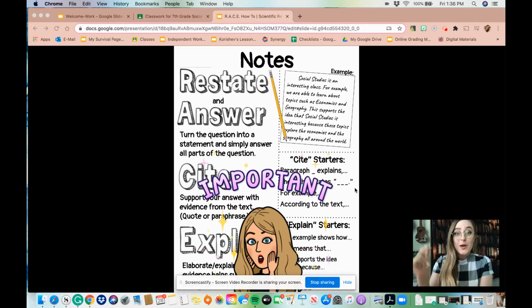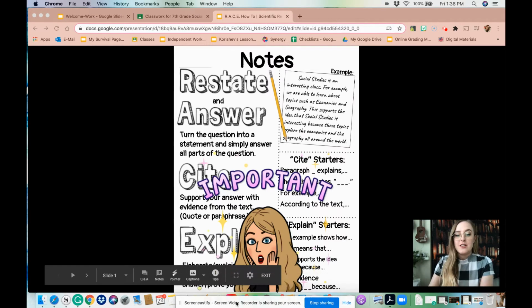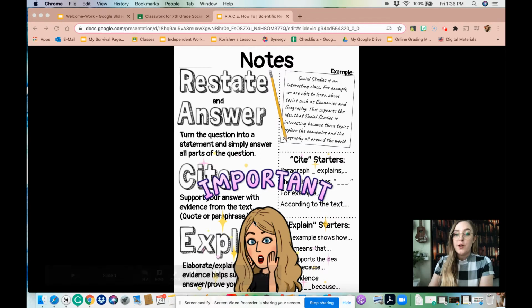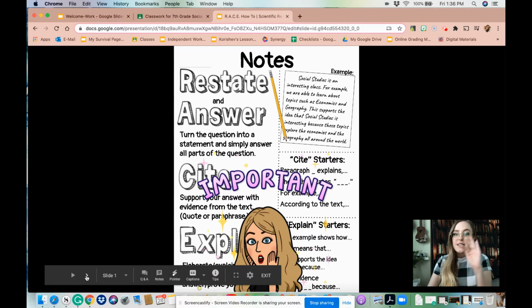Here's your quick reminder on how to use RACE format when answering a question. These notes are super important. It's really important that you are referring to them, meaning looking back at them, when it comes to each step of RACE format if you are still a little confused on what to do, and that's totally okay.